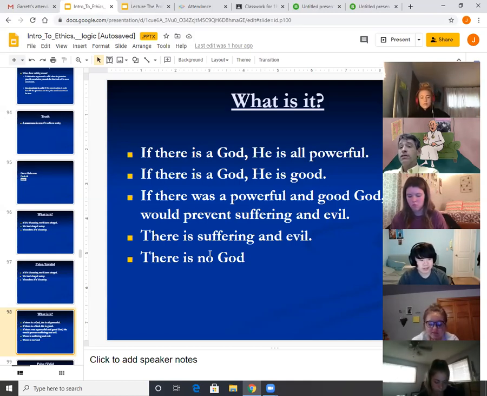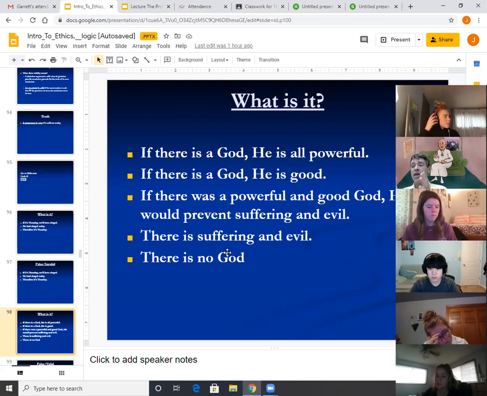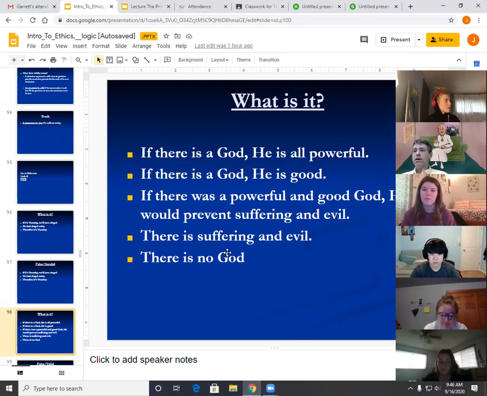Right. So once again, guys, just assume that each of the premises are true. If God exists, he's all powerful. If God exists, he is good. If a good and powerful God did exist, he would prevent suffering and evil. Let's just assume that that's true. Suffering and evil do exist. Can you come up with any other possible conclusion based upon those premises? No, you cannot. And so that makes this argument what? Valid. This is a valid argument.